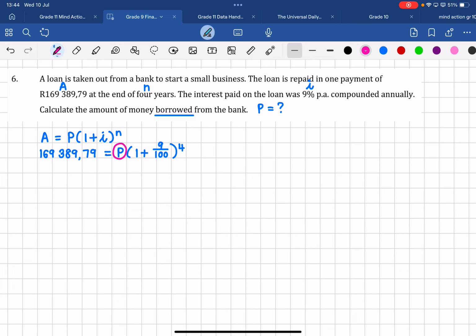If you have something written right next to a bracket, that means that we are multiplying those two things together. So to get rid of that bracket, because I just want the P, right? I don't want P and a whole bracket. I just want P and my answer. So to get rid of multiplying by that bracket, what is the opposite? Dividing by that bracket. Okay, so to get P on its own, what is on the other side? 169,389 Rand and 79 cents, right? The number that's there on the other side. We are going to divide that number by the entire bracket.